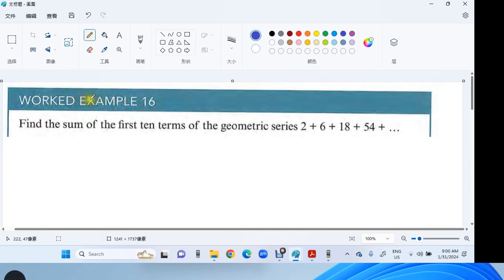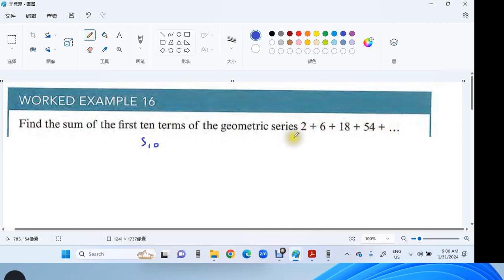Work example number 16. We need to find the first 10 terms. So the question wants us to find S10 for this geometric series.